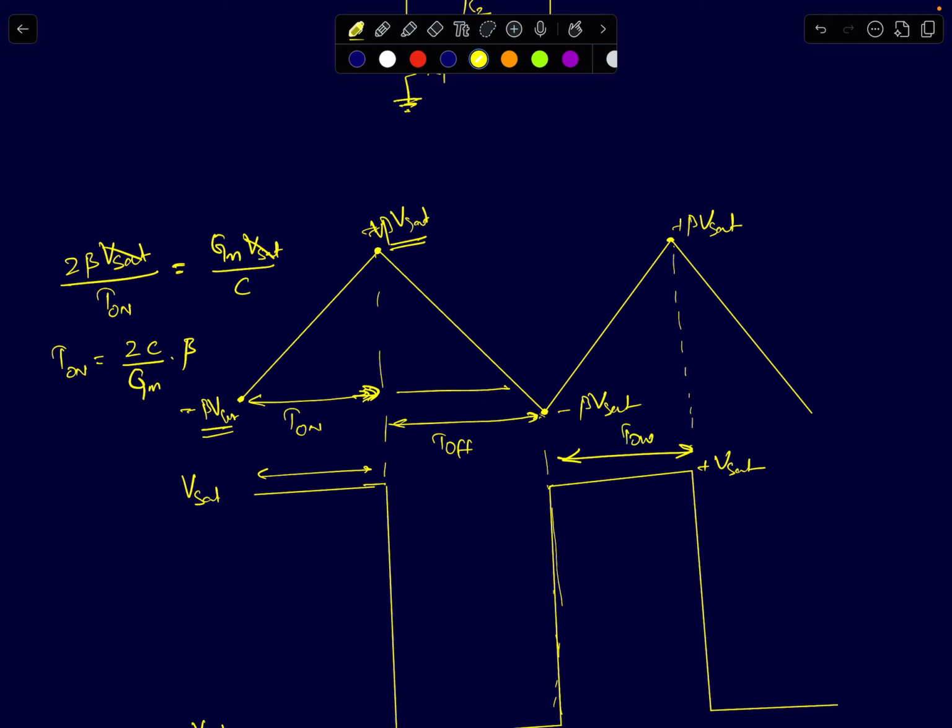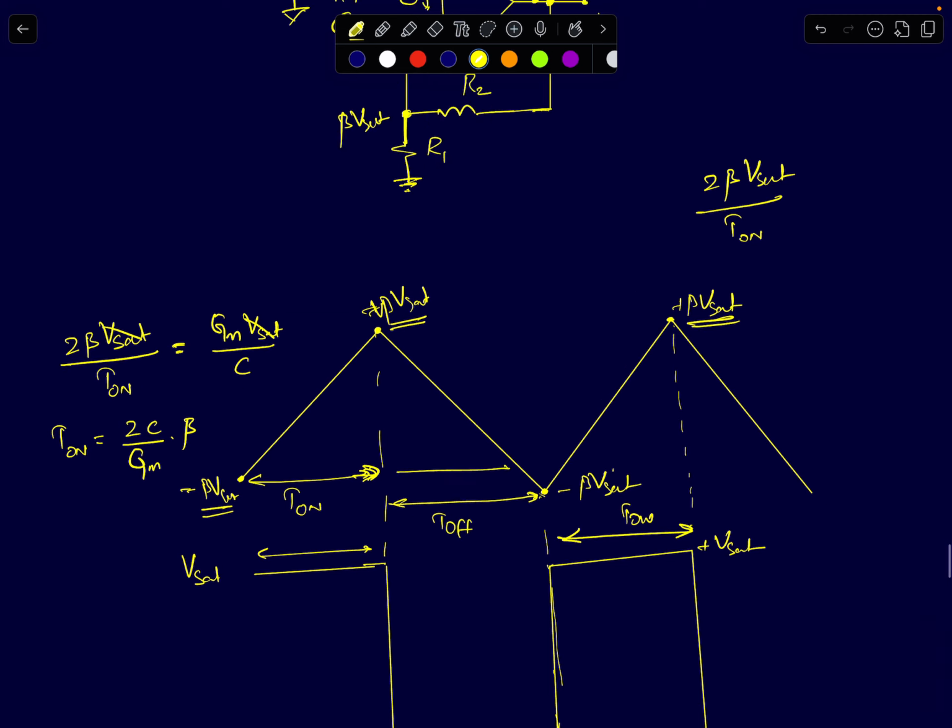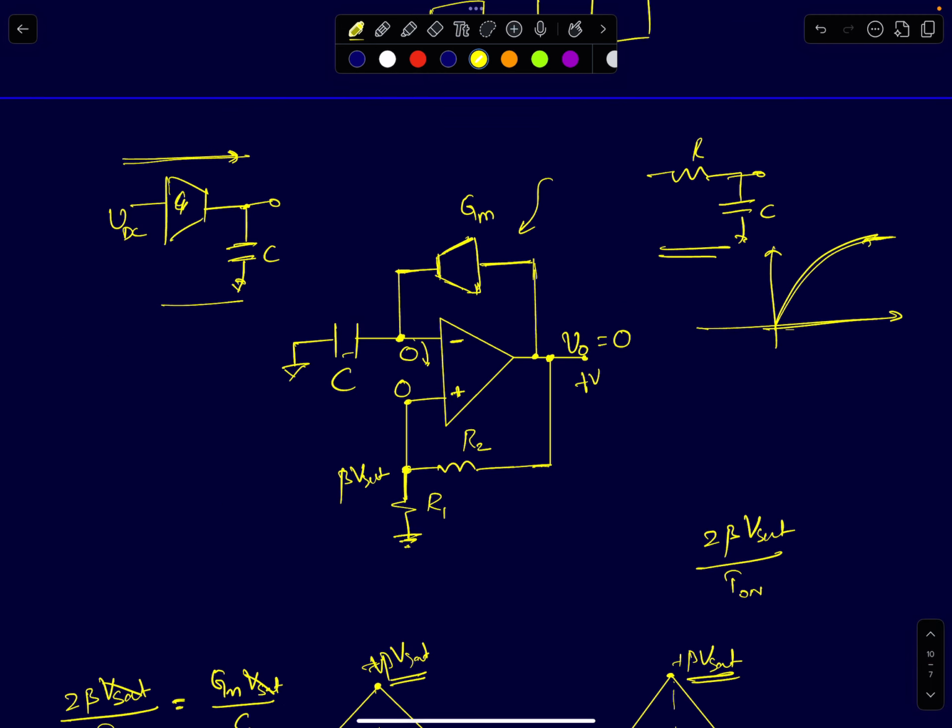Okay, so all I need to do is find the slope during the on time. The slope during the on time is simply delta y by delta x, right? So delta x is time here, which is t on. So delta v is 2 beta Vsat, right? You subtract this minus this, it is 2 beta Vsat upon t on. This is your slope. That should be equal to the slope of your capacitor's charging.